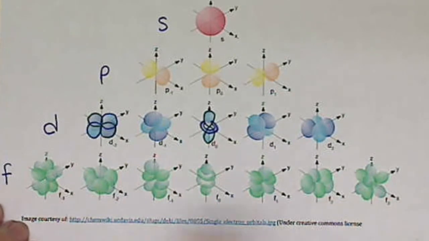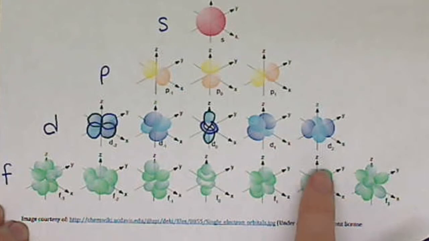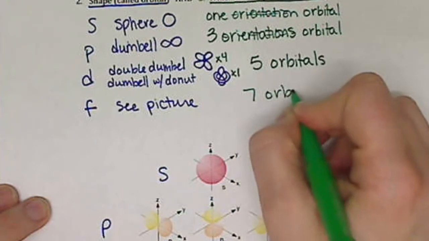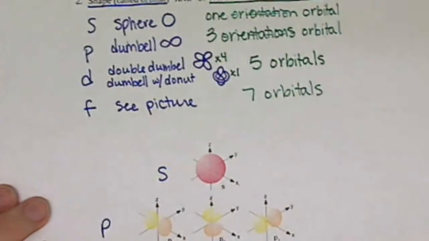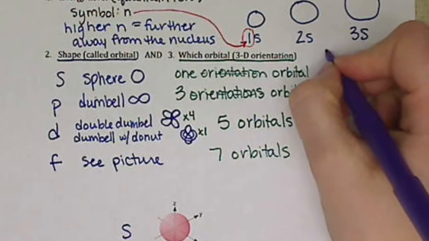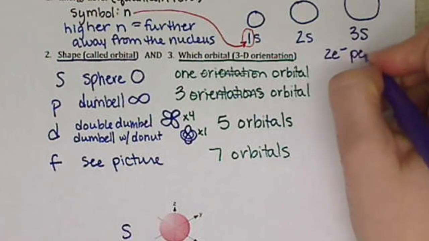Okay. But we do need to know how many there are. So there are 1, 2, 3, 4, 5, 6, 7 orientations. So we have 7 F orbitals. For reasons we are not going to discuss, if you go on in chemistry, you'll discuss them further. For us, you just need to take me at my word, and that 2 electrons live per orbital.